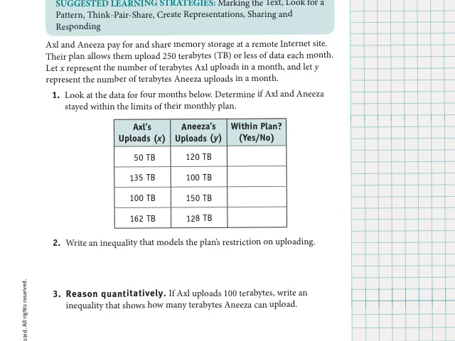Okay, so let's go ahead and start by reading the statement up at the top. It says, Axel and Anisa pay for and share memory storage at a remote internet site. Their plan allows them to upload 250 terabytes or less of data each month. And then, let's go ahead and underline this: let X represent the number of terabytes Axel uploads, and let Y represent the number of terabytes Anisa uploads in a month.